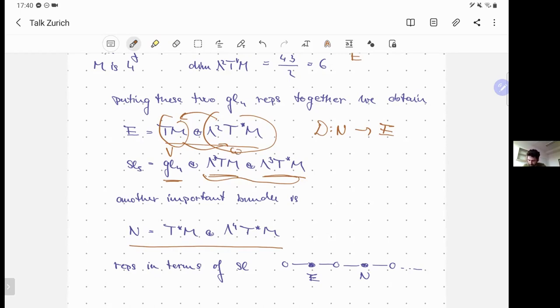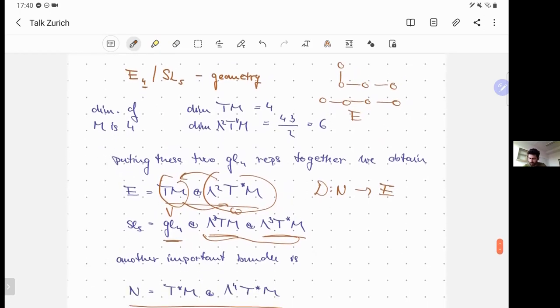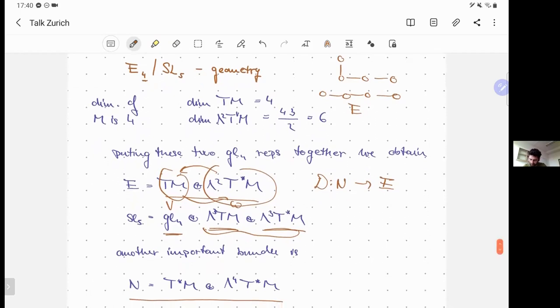Right, so those are all the structures we had before. The bracket can be written down. I don't think I have time for that, and it wouldn't be particularly insightful, but you can write a bracket on this and everything works nicely together, and it gives you a nice first example, a non-trivial example of this exceptional geometry for E4.